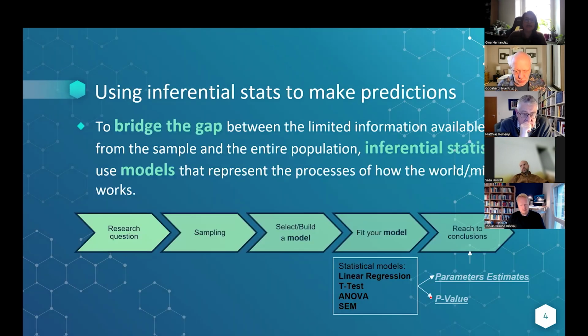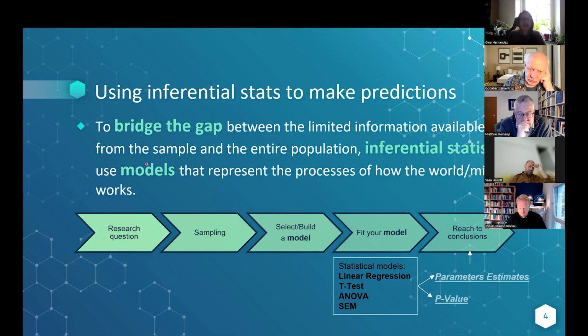So this is how we use inferential statistics. We want to make predictions. We want to bridge the gap between the limited information that we have from the sample and the entire population. So inferential statistics use models that represent the processes of how the world or the mind works. So we use statistical models in order to predict, right? In order to predict how the world is or how individuals behave or will behave.